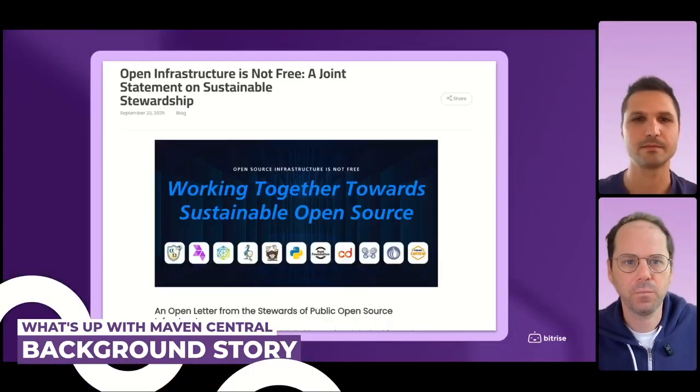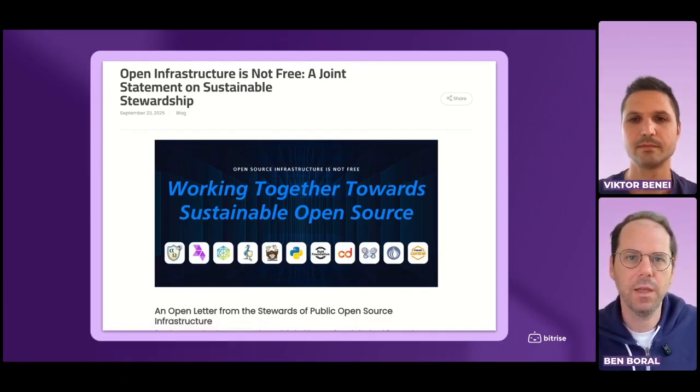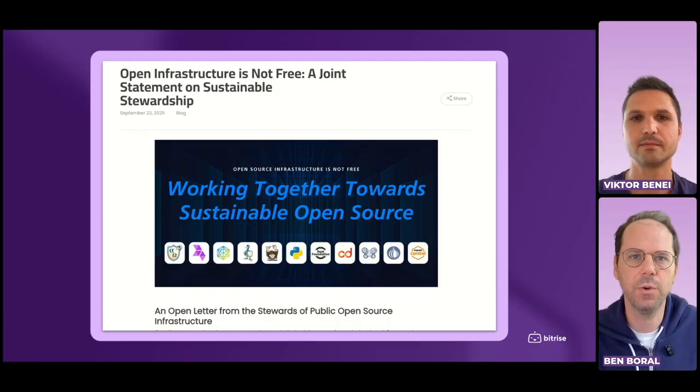And today we're here to talk about Maven Central. Recently, Maven Central started to do some rate limiting of downloads of dependencies. It extends a previous blog post by a bunch of maintainers of package registries who basically said that there's a real cost associated with hosting these registries, and so the model needs to change.